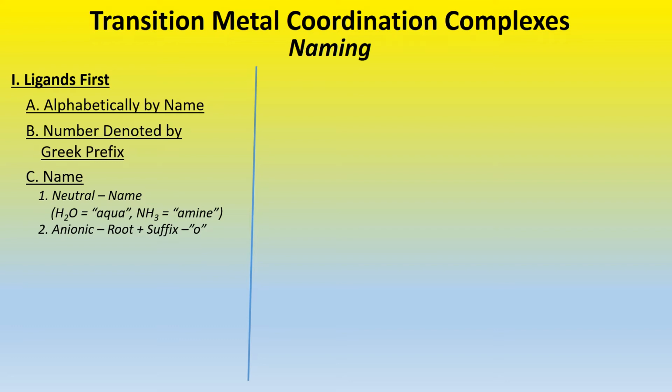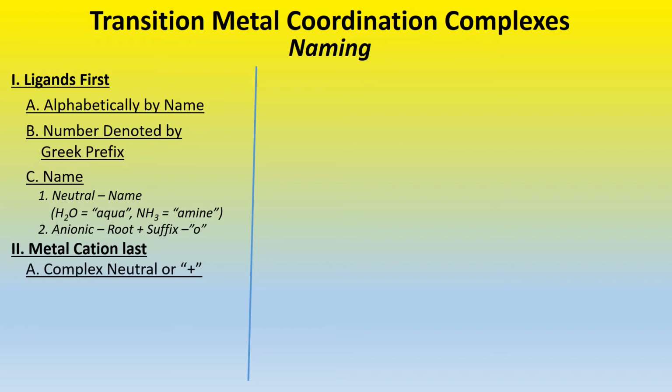After naming all the ligands, the metal cation is named last. In this case, you have ligands which can either be neutral or anionic, and a central metal which is always positive. So in adding up negatives, neutrals, and positives, your result for the complex can either be neutral, positive, or negative.